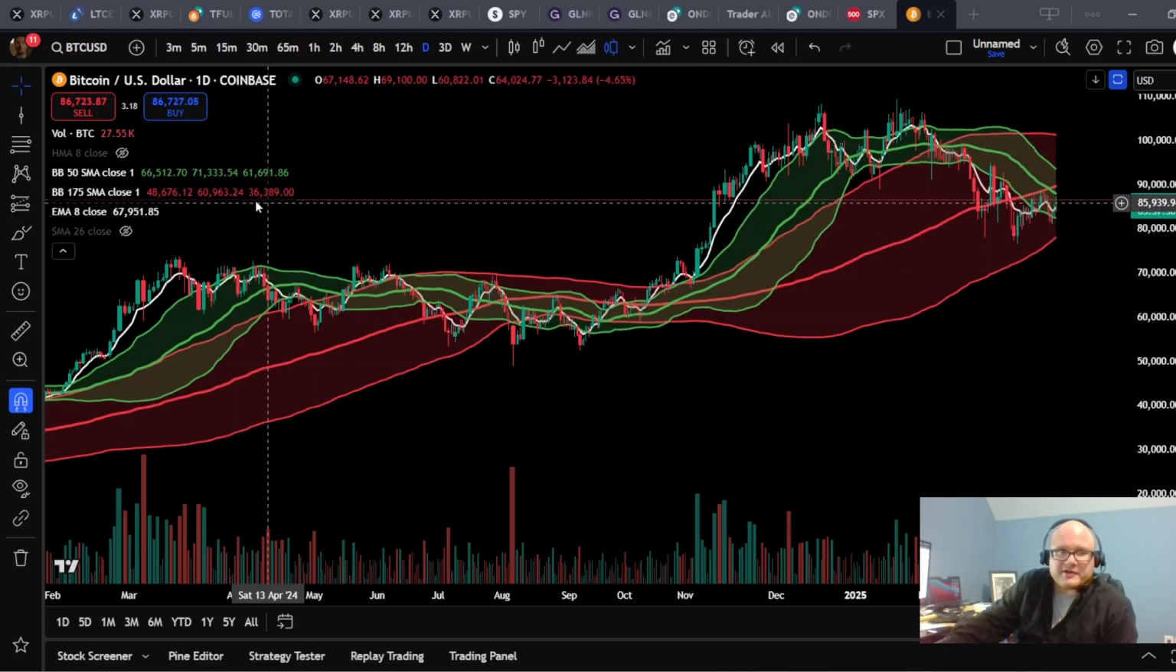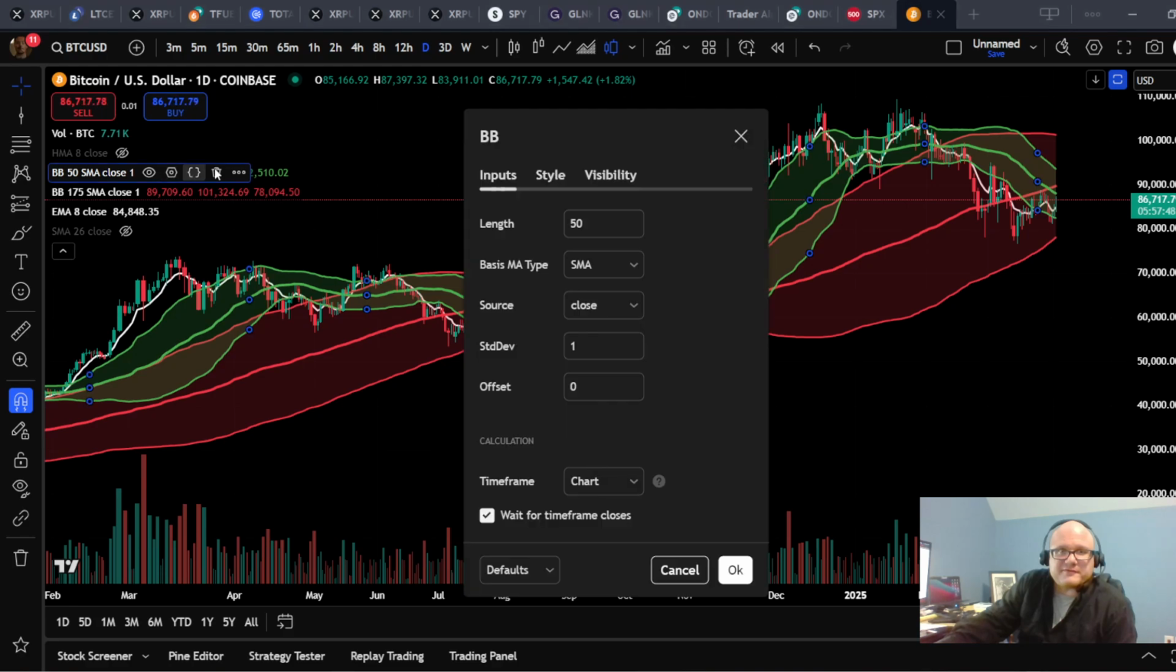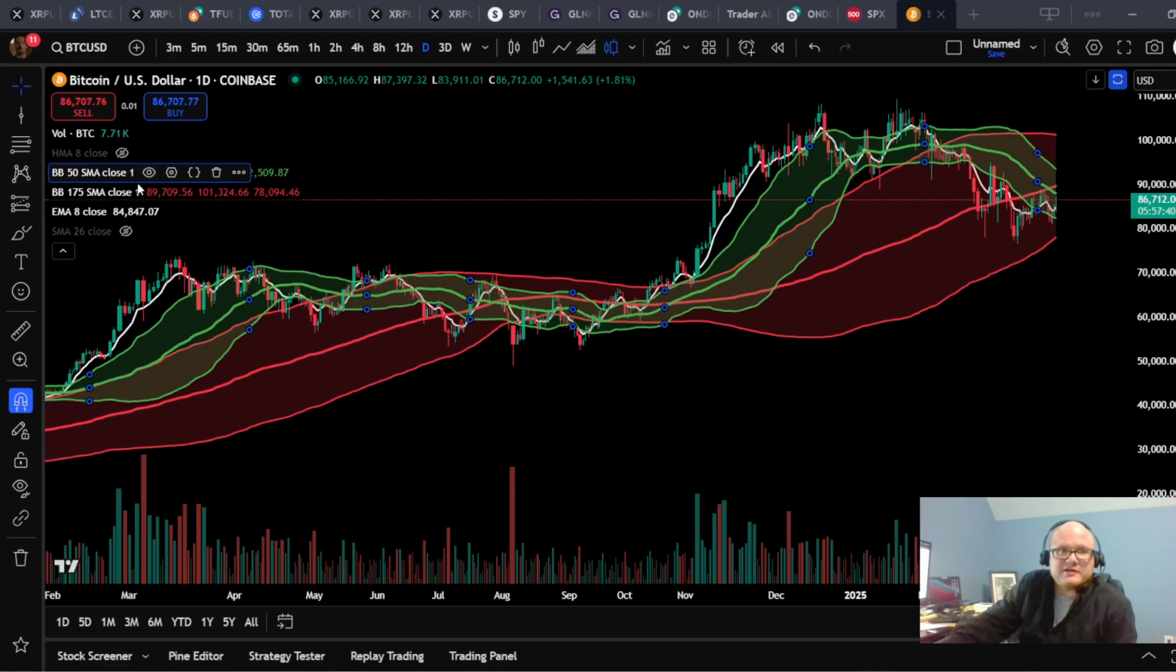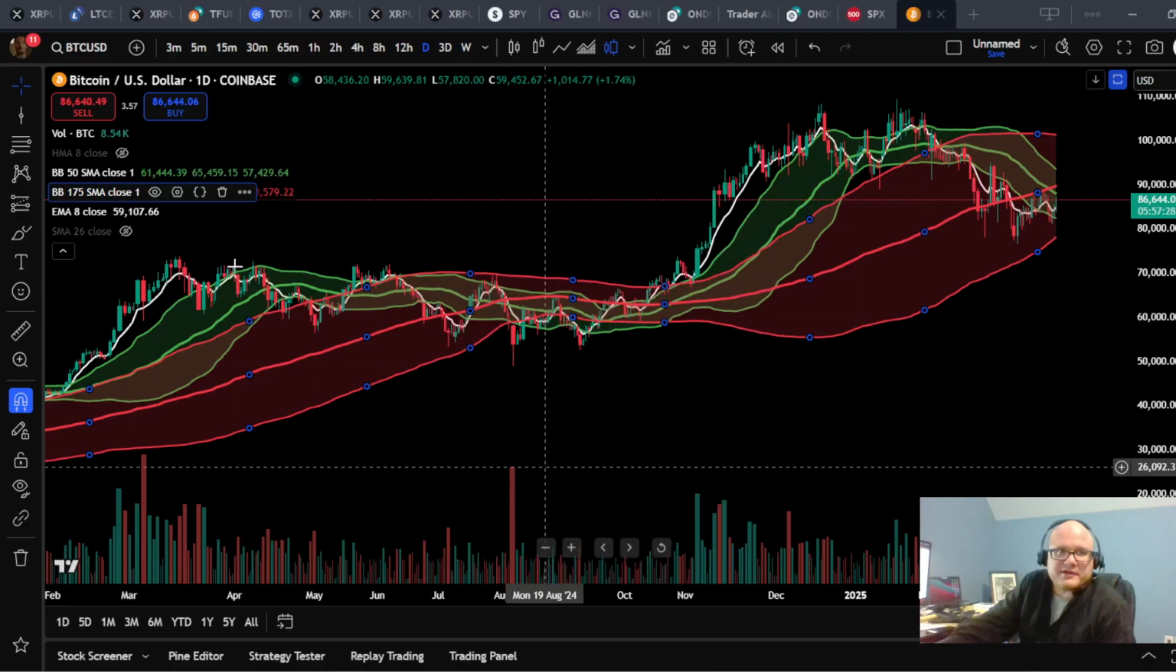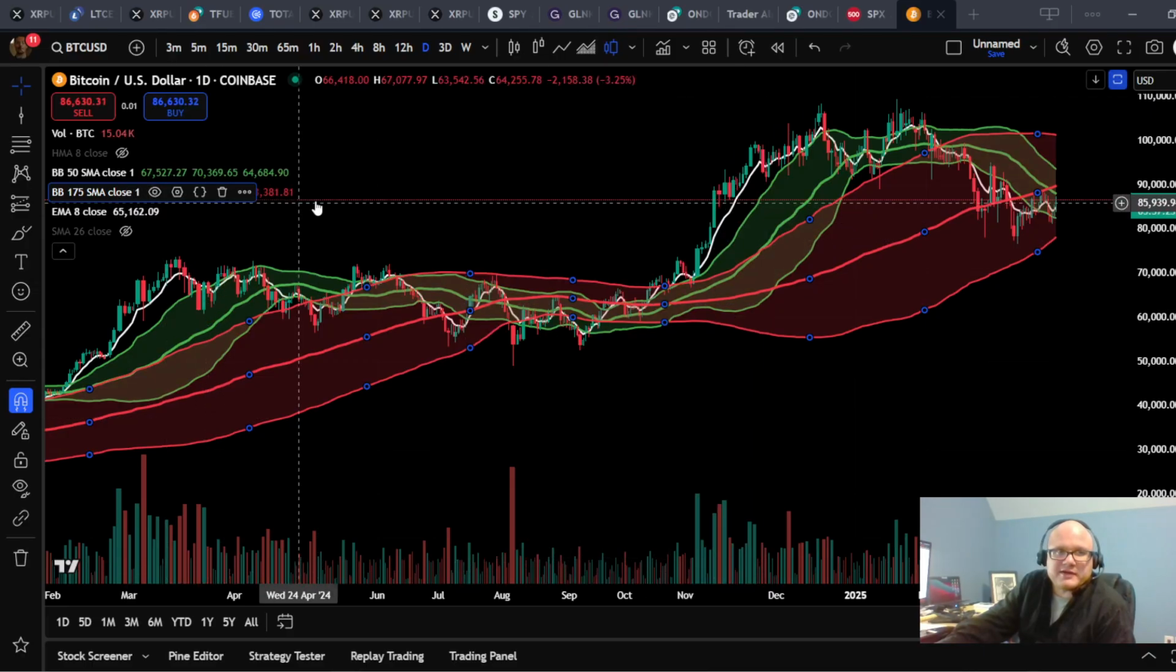Set up your chart here. We basically just have a 50 period moving average Bollinger Band. Everything except for the length is default settings, and our standard deviation is going to be 1. We have a length of 175 for the second one, and that's highlighted in red here, and I also have an EMA of 8.